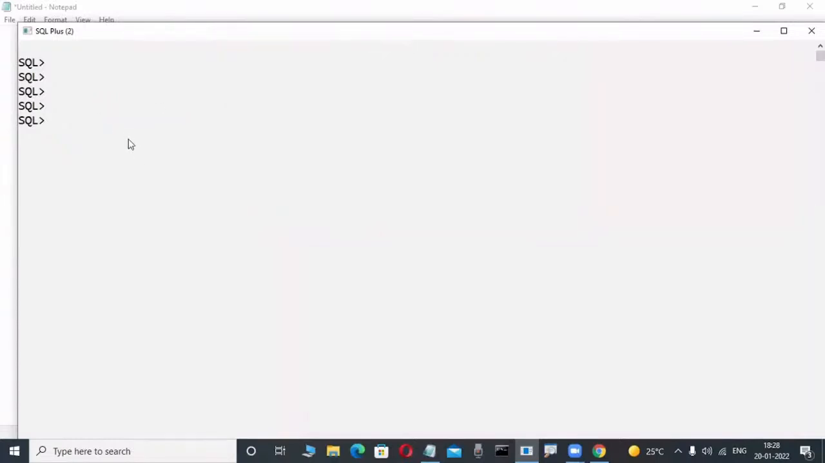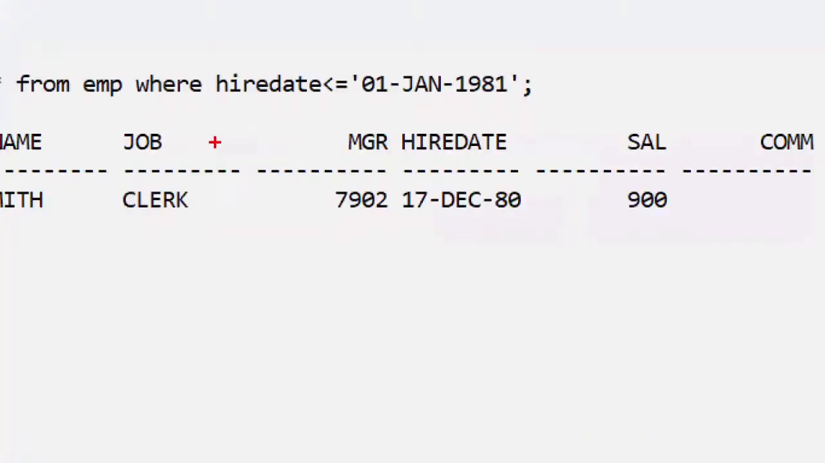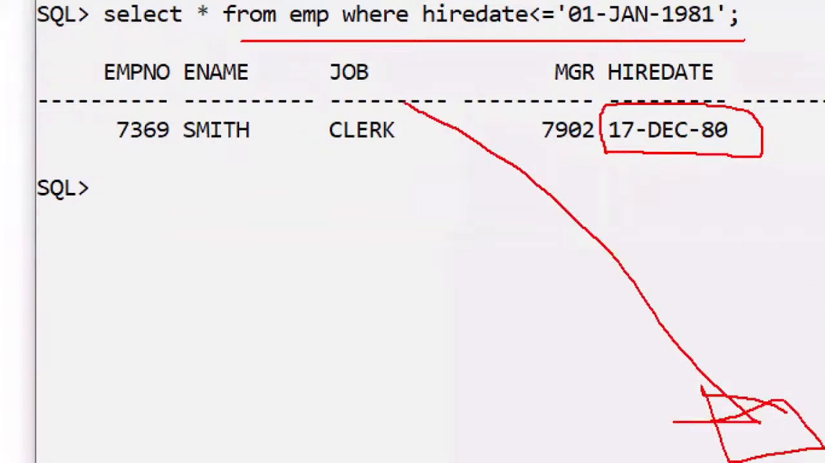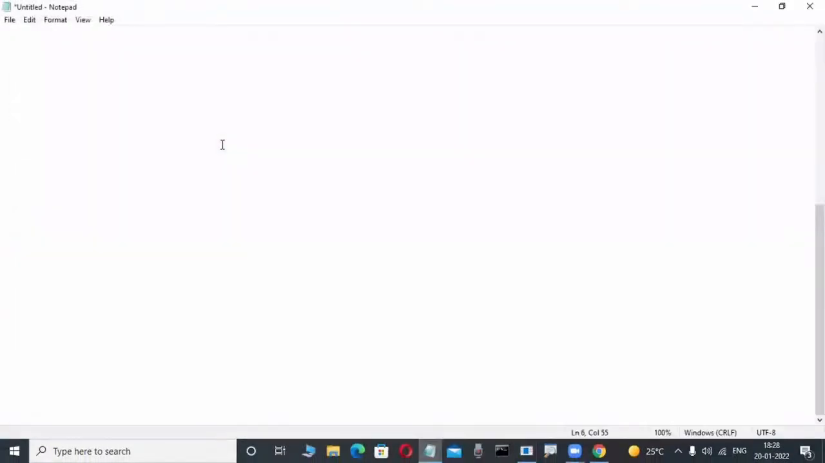These are called queries. Observe here: select star from table name where hire date is less than or equal to 1st January 1981. Like this, they write queries, and the data is displayed automatically. With a single line of code, the employees who joined before 1981 are automatically retrieved from the database. That's why efficient data retrieval is so powerful.